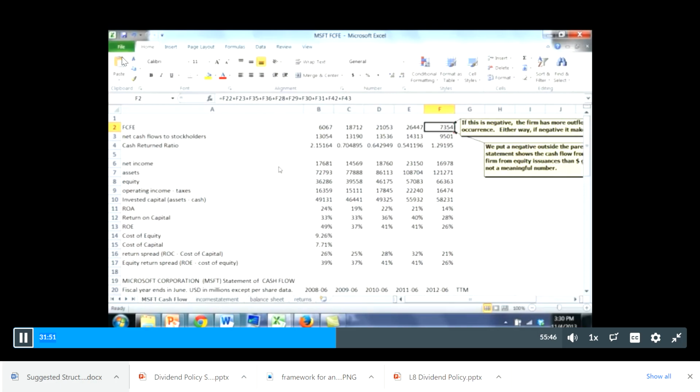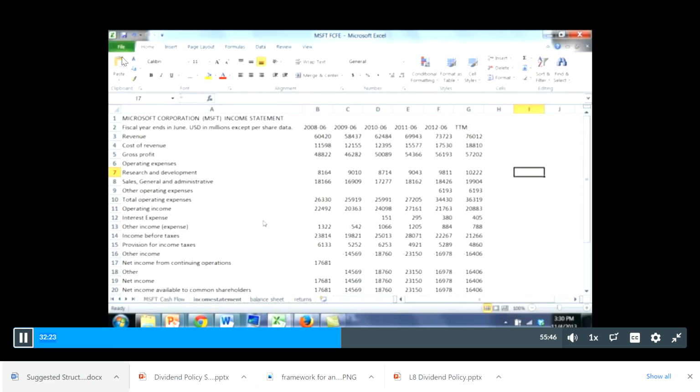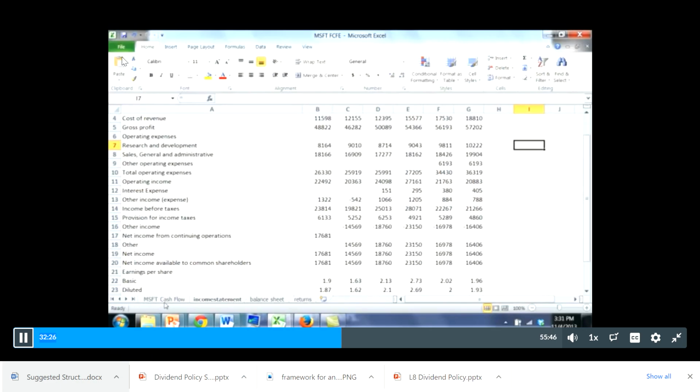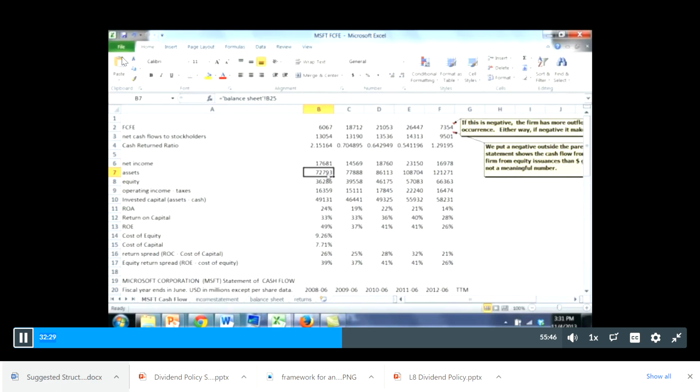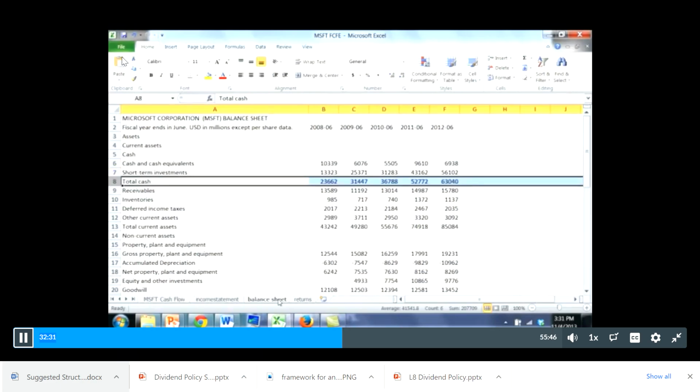Okay, so now I've got what the firm had available and what it paid out, and I have my cash returned ratio. And now I want to see how well they've been doing with their investments. So I'm going to gather several different things and then calculate some things, right? I'm going to gather my net income. That's, of course, from my income statement over here, B19. I'm going to get my total assets from the balance sheet.